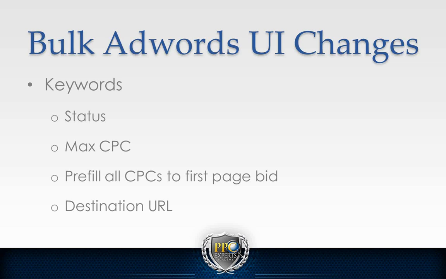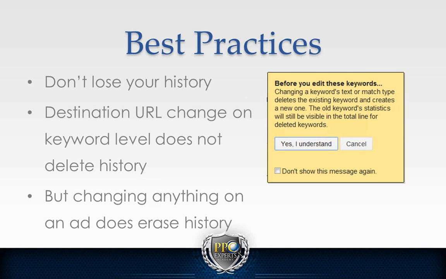Then keywords: status, enabled or paused, and max cost per click. You can also pre-fill all your cost per clicks to the first page bid, which is really handy when you're first building an account. You can just put in a bid of a penny, and then it's going to tell you, oh, we need to bid $1.25 or something, and you can easily pre-fill all the cost per clicks. And then destination URL. That's something else that you can change in bulk.